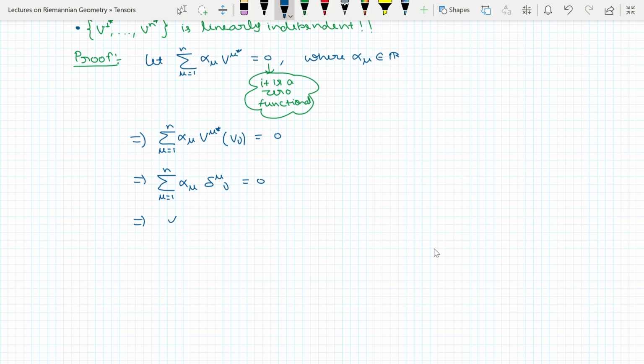So this implies that alpha nu is equal to 0, and nu is just any index. It's just the index, so this is true for any nu. So all the scalars are 0. And if all the scalars are 0, then that means, thus, this set of v mu star, where mu runs from 1 to n, is linearly independent.